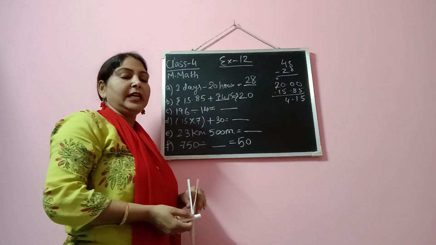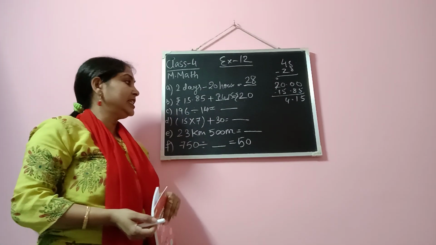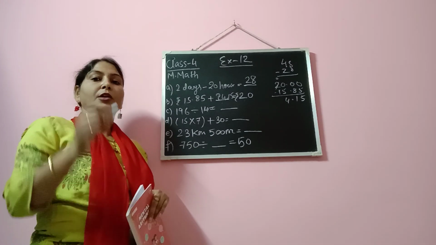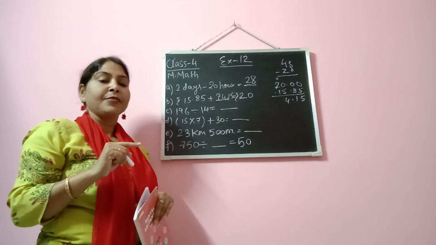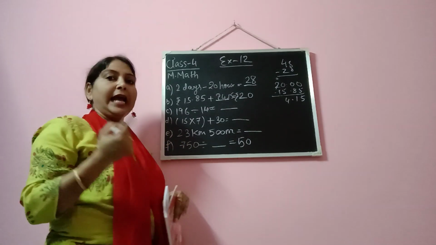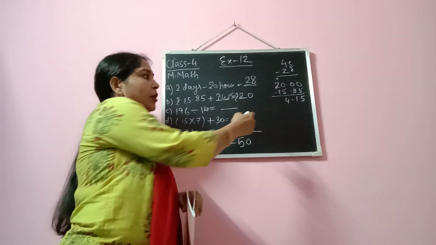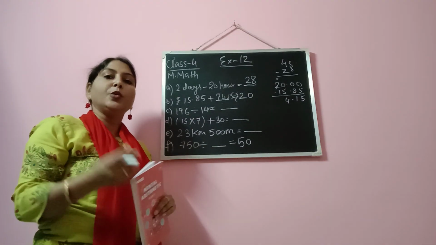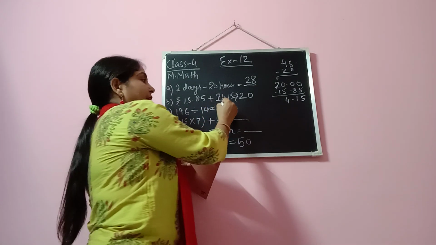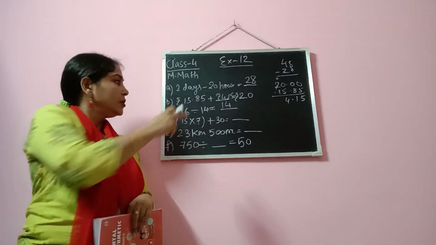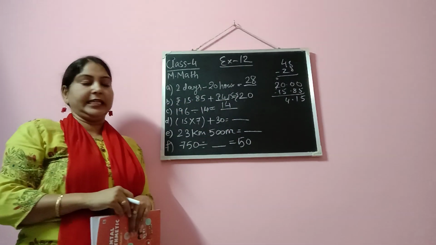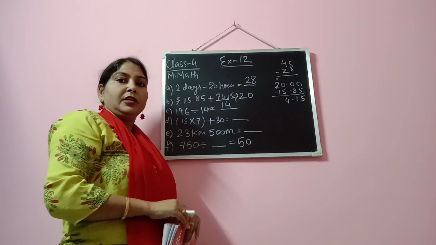Now the next question, number C. 196 divided by 14 is how much? When you divide, you will see that 196 divided by 14 gives 14 as the quotient. I am not going to show you the division here. You will do it by yourself and find the answer. Finally, the answer will be 14. So 14 times 14 is 196.